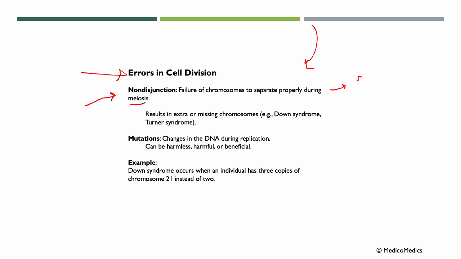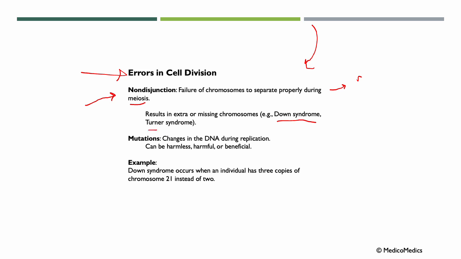Now, if you have a meiosis 1 failure, it means that homologous chromosomes do not separate. If we have a meiosis 2 failure, it's that sister chromatids do not separate. And consequences of nondisjunction: it can lead to abnormal chromosome numbers. For example, Down syndrome, which is known as trisomy 21. It means we have 3 copies of chromosome 21.